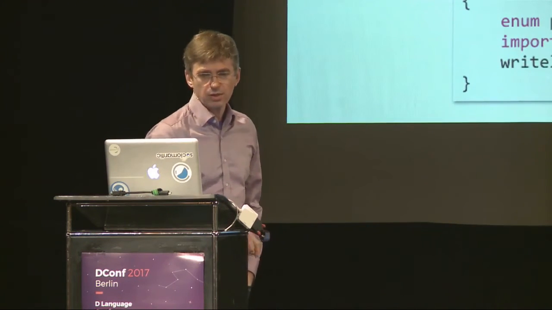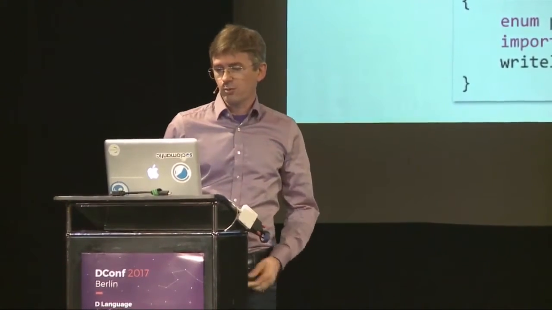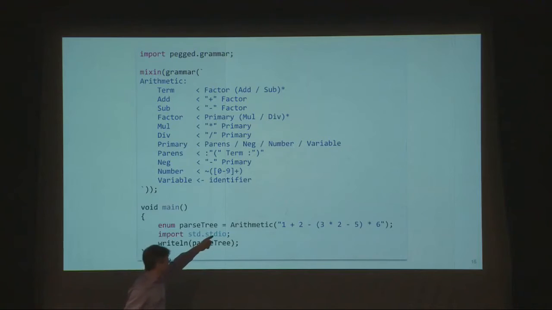Now, when I mix this in at the top, it gives me a parser that I can call as a function, one here, which parses the input that I give it and gives me a parse tree. And the parse tree is a struct with a toString member. So if I write it out, there I get this parse tree. So it doesn't only give me the struct, it also prints out all the children.